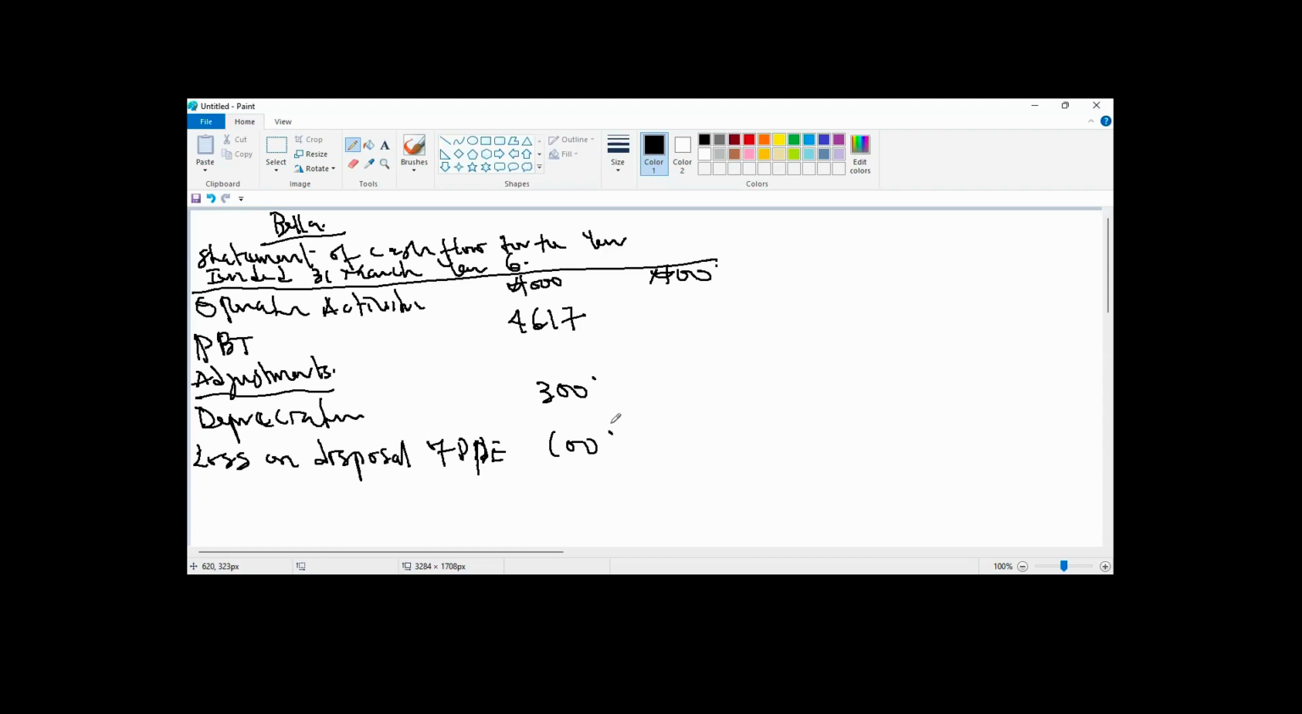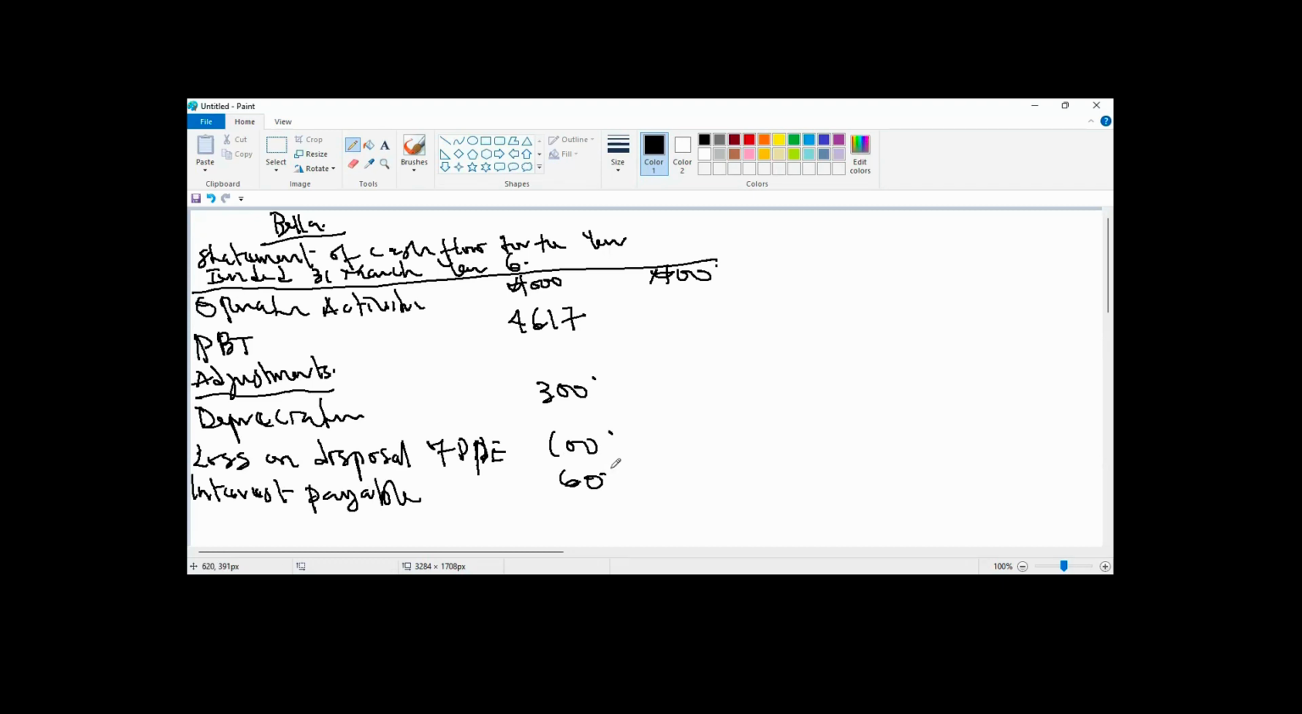Then the next thing is wrong classification. Pick profit before tax. What are those things? Interest payable, 60. They subtract it in the question and we add it.